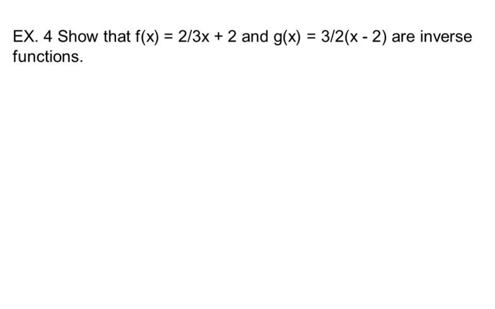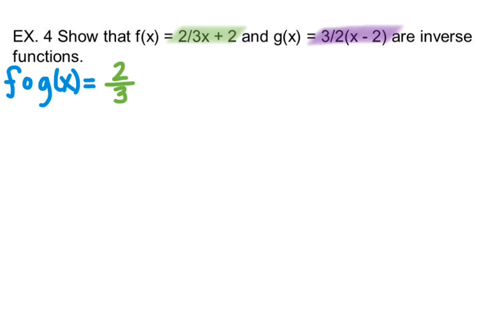Okay, so I have two functions, f of x equals 2/3 x plus 2, and g of x equals 3/2 times (x minus 2). So I'm going to use my color coding again, and I want to plug one function into the other and see if it simplifies to equal x. We're going to have to do both g of f and f of g. So for f of g, I'm going to plug the g function into the f function. So this is going to be 2/3 times 3 halves times (x minus 2) plus 2.